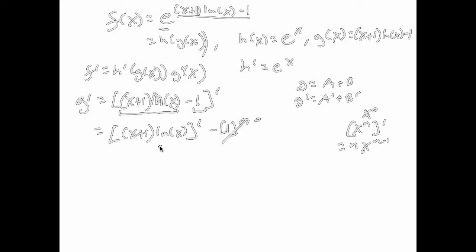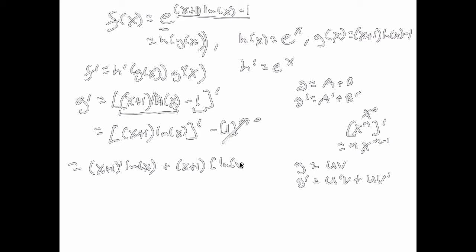Now we're over here. Now we have a product of two functions, x plus 1 and the natural log of x. So we use the product rule, which says that if you have uv, then g prime equals the derivative of the first times the second, plus the first times the derivative of the second. So now this becomes x plus 1 prime natural log of x plus x plus 1 natural log of x prime.